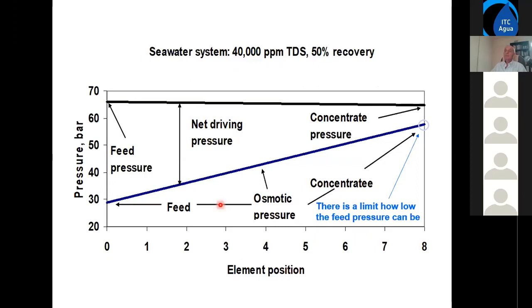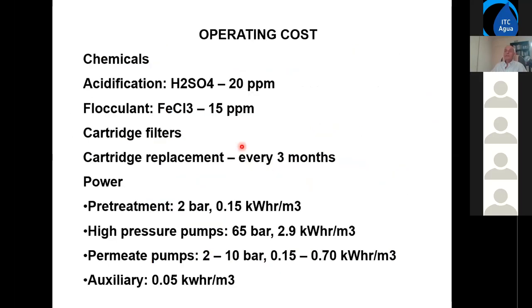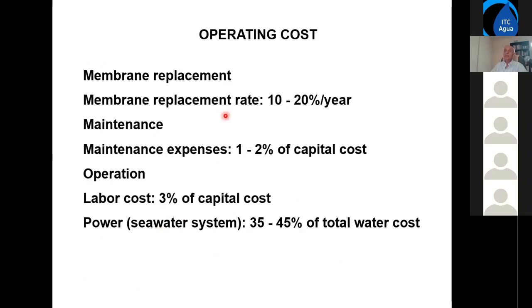Okay, so theoretically we could reduce this energy by operating at lower pressure, but there is a concentrate osmotic pressure. We need some NDP above the osmotic pressure, so there is a pressure limit we cannot go below. Okay, so operating costs: we have acidification, adding of ferric, cartridge replacement, energy of the pretreatment, high pressure pump, permeate pump, and some auxiliary. Membrane replacement rate is 10 to 20% per year, maintenance expenses 1 to 2% of capital cost, and labor 3%. Power is 35 to 45% of total water cost.